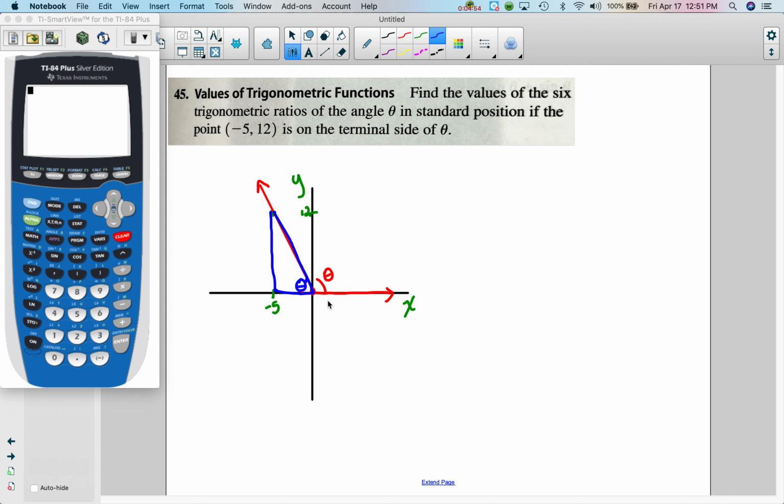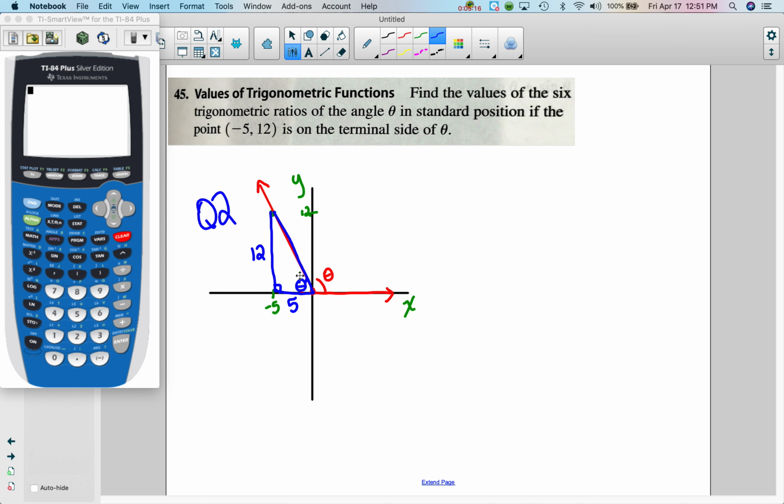So the key on this is that cosine, or actually any of the trig values, have the same value as the reference angle. So cosine theta is the same as cosine theta prime, other than thinking about the fact that I'm in quadrant 2. So what I would do is I know that this distance of the side is 5 and this distance of the side is 12.